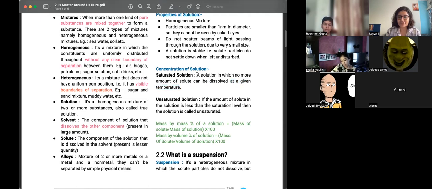So that's a saturated solution, a solution in which no more amount of solute can be dissolved. It's at its maximum level. And unsaturated is the opposite of that. When it's not at the maximum level, when it's less than that, it's unsaturated. And because it's less, more solute can be put in it and you can dissolve it further. That's unsaturated. The amount of solute in the solution is less than the saturation level, and the solution is called unsaturated. Okay.